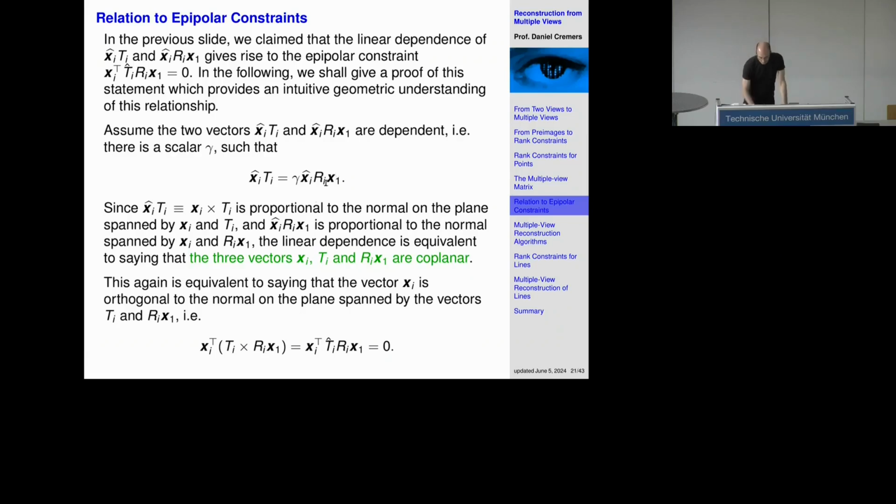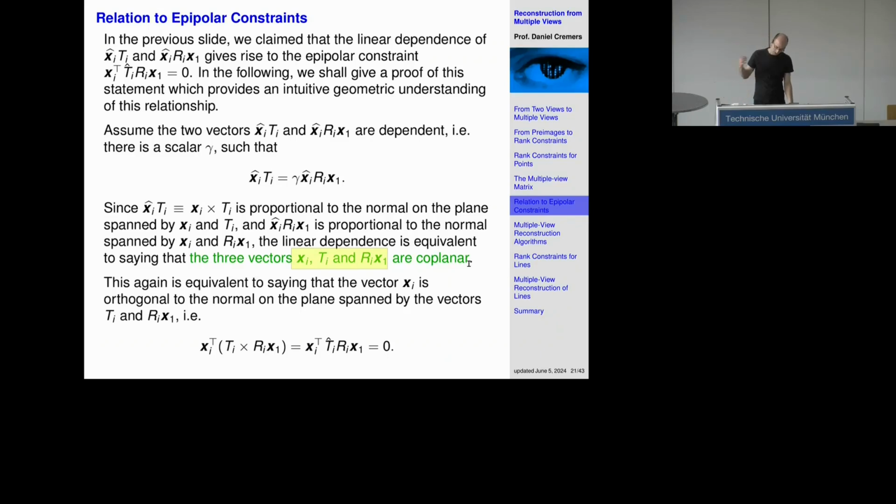So we have three vectors here. They are xi, ti, and ri x1. These three vectors are such that if I do cross products between pairs of them, I get the normal vectors, and these are coplanar, the two normal vectors. So this vector here is a vector that is pointing in the normal of the plane spanned by xi and ti. So xi and ti span one plane, and that is its normal. And xi and ri x1 span another plane, and this is a vector pointing in the normal of that plane. And now saying one vector is a multiple of the other means it's the same plane. And it means these three vectors are coplanar.